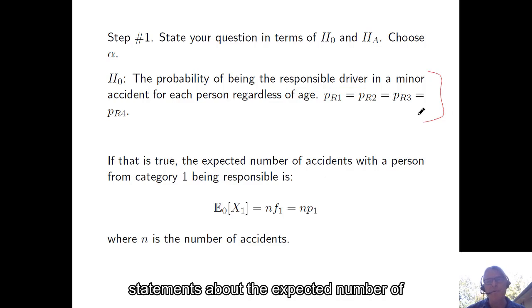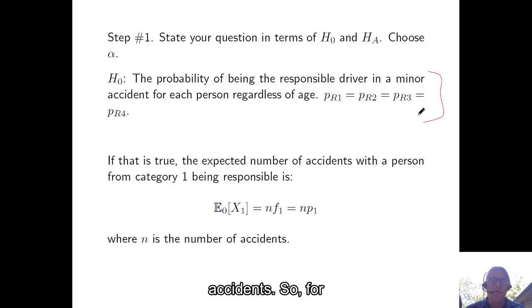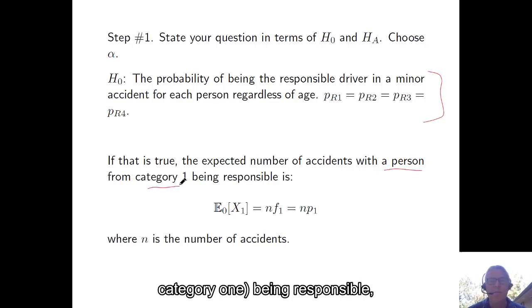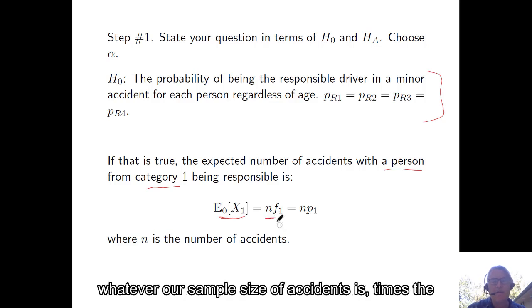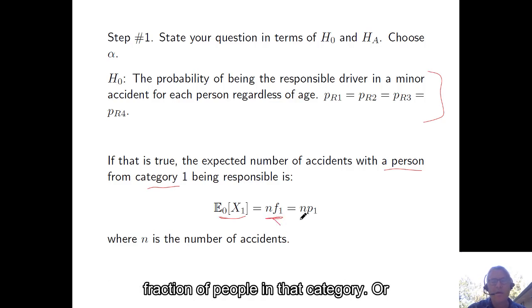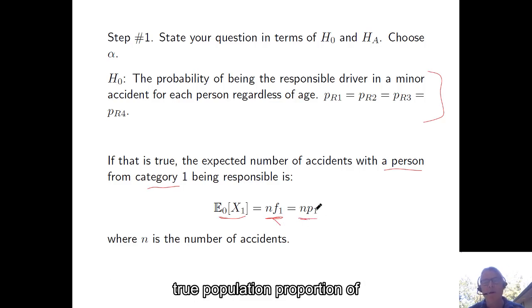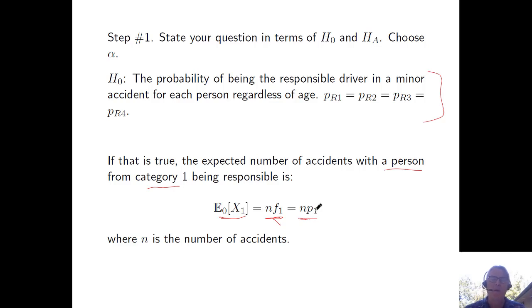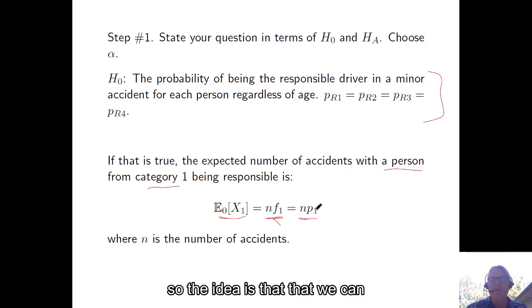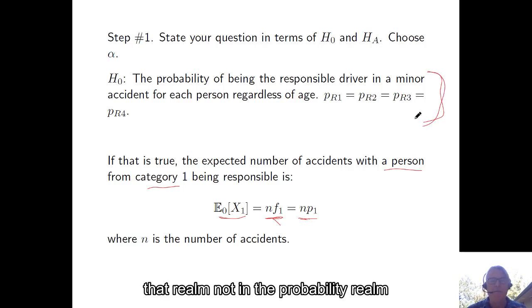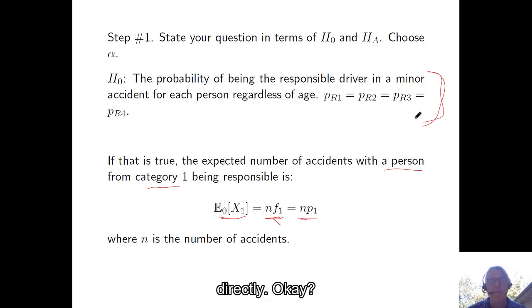Okay. However, if this sort of core concept is true, then we should be able to make some statements about the expected number of accidents. So for instance, the expected number of accidents with age category 1 being responsible, the expectation should be whatever our sample size of accidents is times the fraction of people in that category, the sample size of accidents times the true population proportion of people in that category, right? And so the idea is that we can get a sense of what the expected numbers are, so we can work in that realm, not in the probability realm directly.